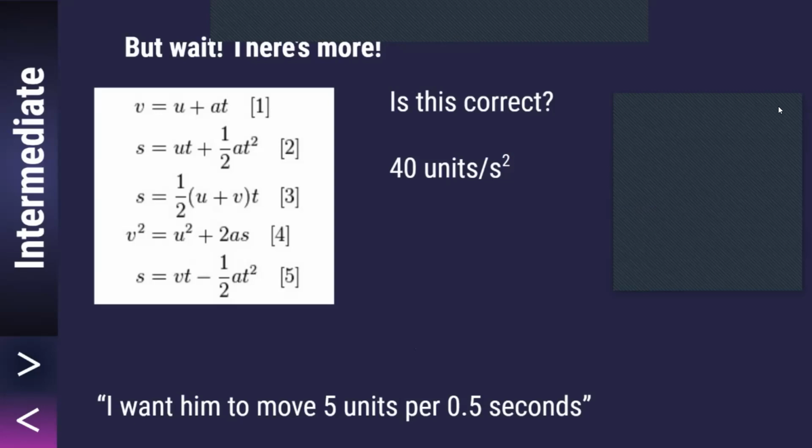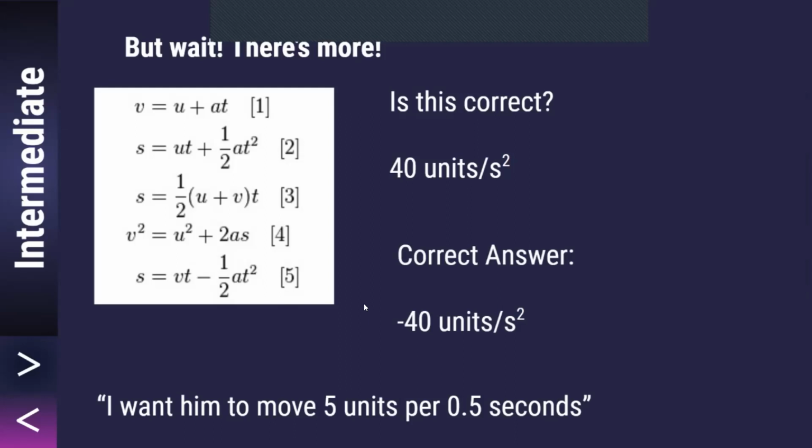Okay. So the correct answer is no, because gravity is a downward force, and we're assuming positive force to be upwards. So in this case, the correct answer will be minus 40 units per second squared.